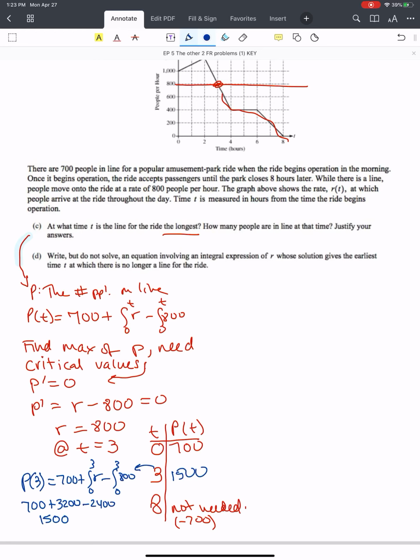Okay. So let's make sure we answer the question. So at what time is the line the longest? Make sure that if they're asking what time, you find around when they're saying, that's a good thing to do. They don't say when the park opens, but T is measured in hours from when the ride begins operation. So the line is longest 3 hours from the time the ride begins operation.